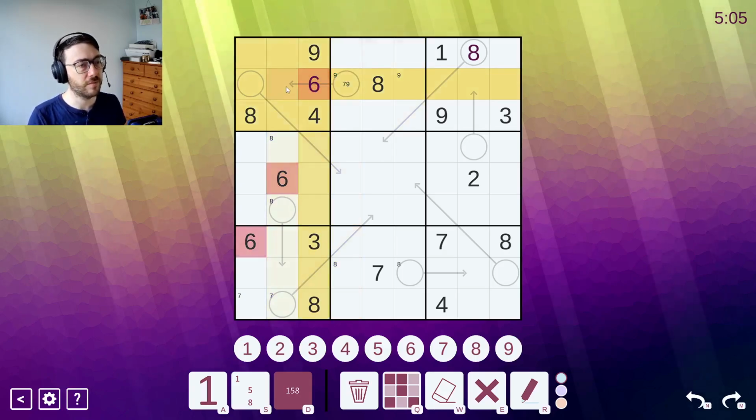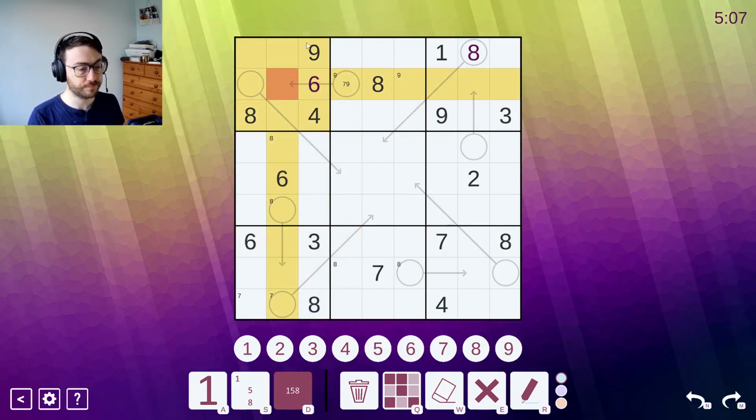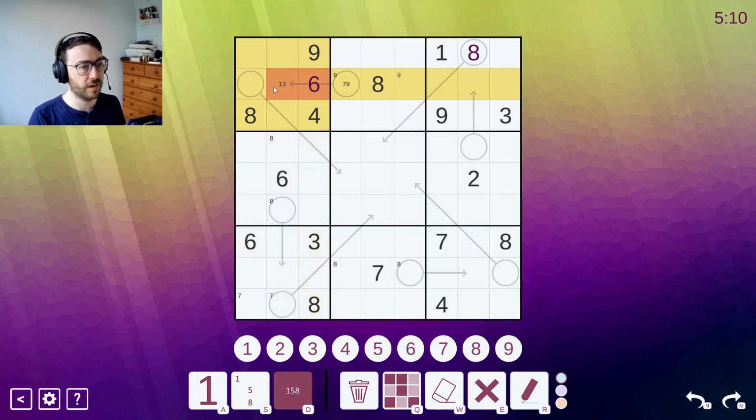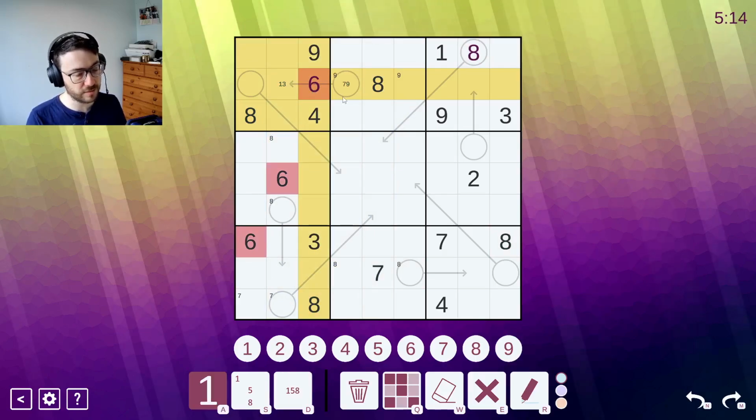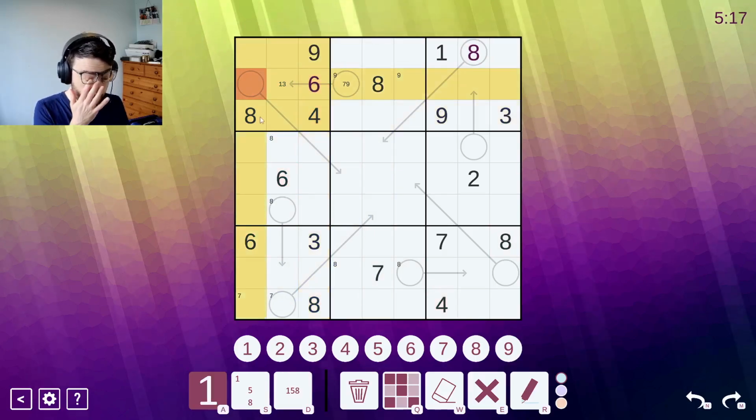Now that means this must be either a 1 or a 3 to complete this arrow. So yeah, arrows are coming good, as you'd expect. This is an arrow Sudoku after all.